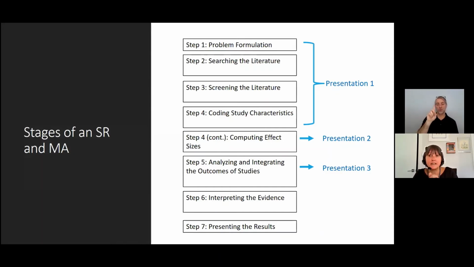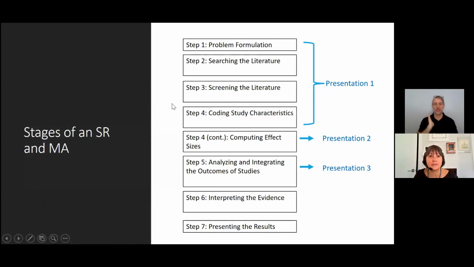So identifying and extracting information from each of the studies, and we'll talk a little bit about that in a second. I will be covering those first 4 steps. Also part of coding study characteristics is computing effect sizes, which Josh will talk about, and then analyzing and integrating those outcomes of studies, which Ryan will talk about. We won't talk in this very short webinar about interpreting the evidence or presenting findings.